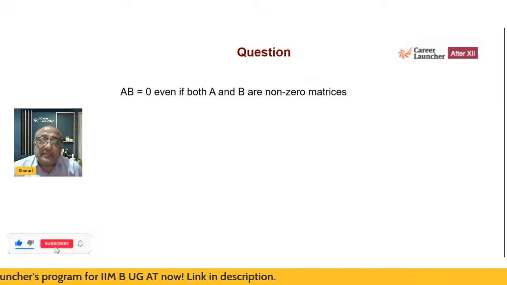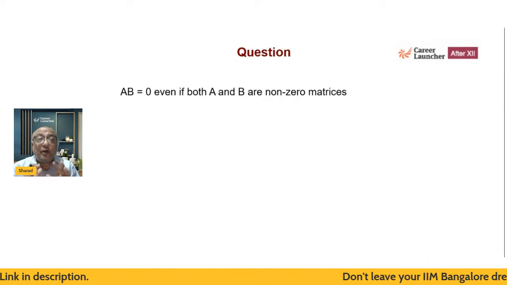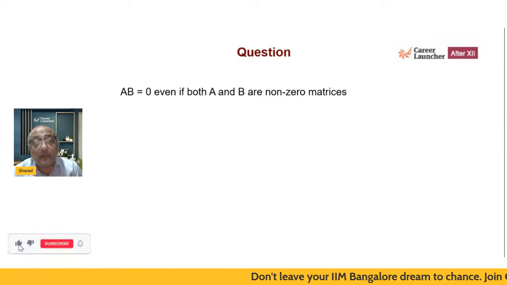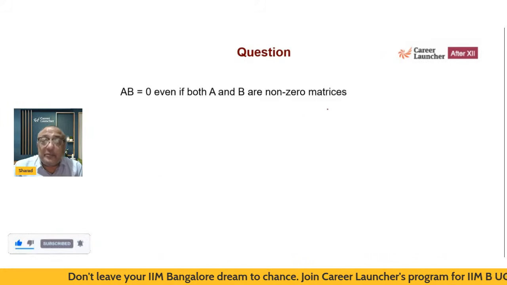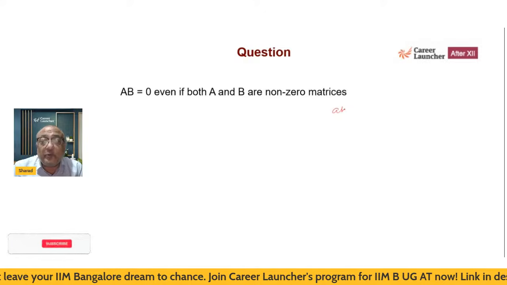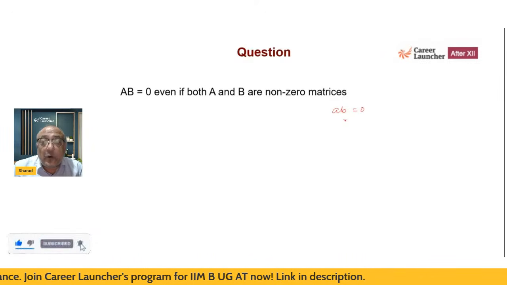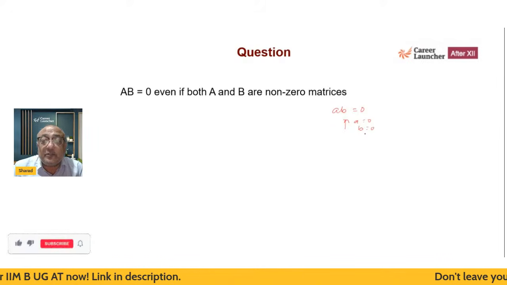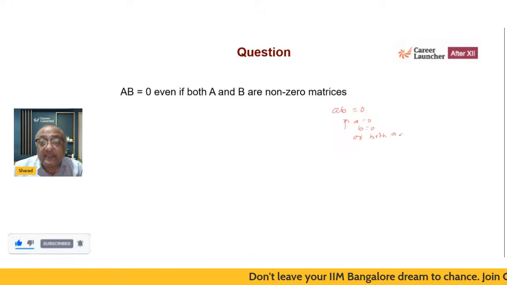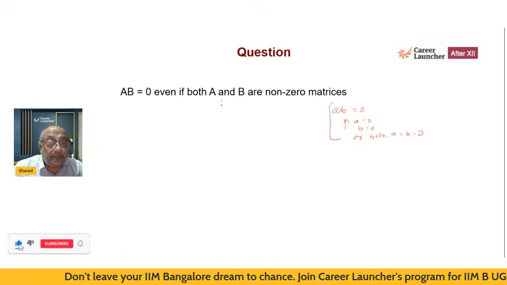The next question is, can the product of two matrices be equal to 0 if both are non-zero? Why am I asking this question? Because if I have two normal numbers, real numbers, a and b, with a times b equal to 0, it is only true if a is equal to 0 or b is equal to 0 or both a and b are equal to 0. Please note, that is not the condition over here.